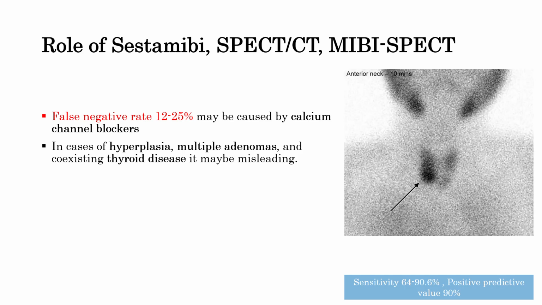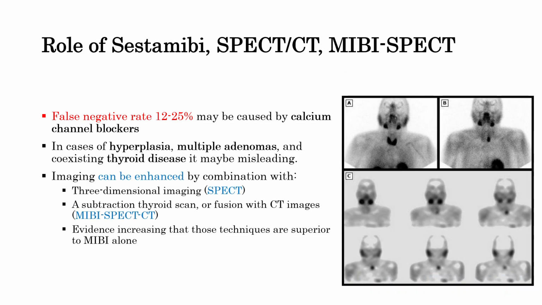The positive predictive value of sestamibi reaches 90%. It can be increased using three-dimensional imaging SPECT or also the technique of subtraction of thyroid scan. We see here in image A that there is thyroid tissue. After excluding thyroid tissue, we see here the adenoma alone. So the evidence is increasing that those techniques are superior, and in many centers now SPECT is used as a standard of care with sestamibi scan to increase sensitivity.